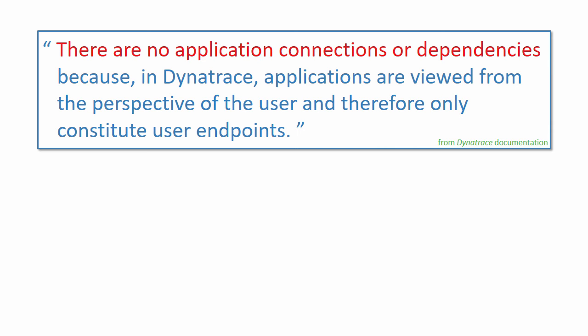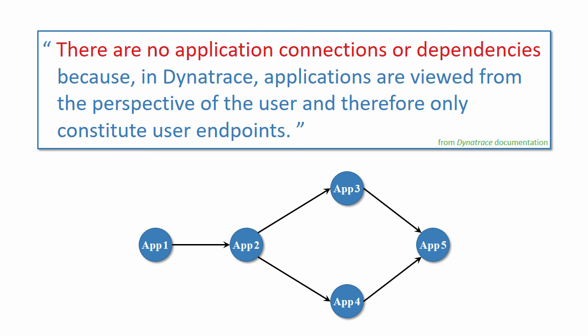To Dynatrace, an application is the front-end part that a user can access via a web browser or a mobile device. So Dynatrace will not show an app connected to another app, nor will it show an app dependent on other apps like this. Therefore, to determine dependence, we need to look at the importance of the shared services that are used by many apps.